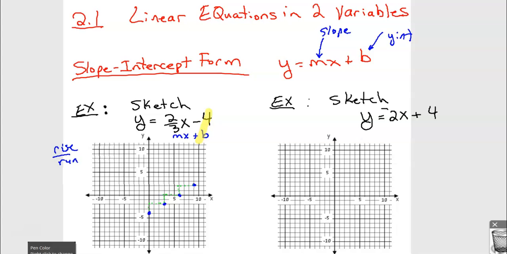Now notice also, instead of going up 2 and 3 to the right, I could actually go down 2 and 3 to the left. I always encourage going to the right, just stay consistent. But in some cases, depending on the equation, you could go down and to the left instead of up and to the right. But notice also when you connect it, again, the more points you put, the better.